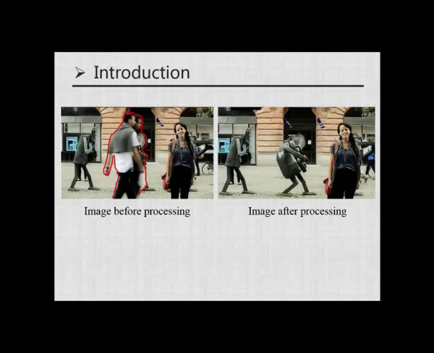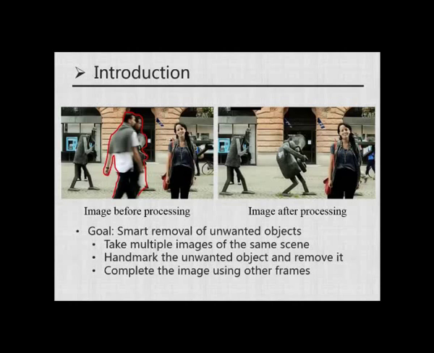woman and the statue. To achieve this goal, first we take multiple images of the same scene with the main subject remaining unmoved. Then we handmark the unwanted object and remove it. Finally, we complete the image using corresponding patches from other frames.